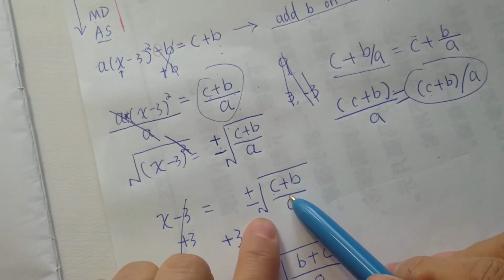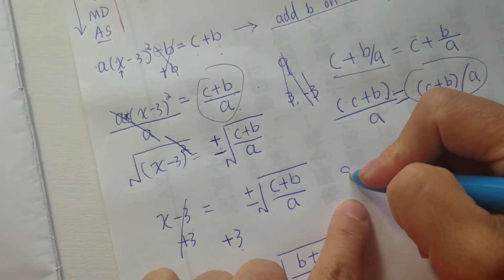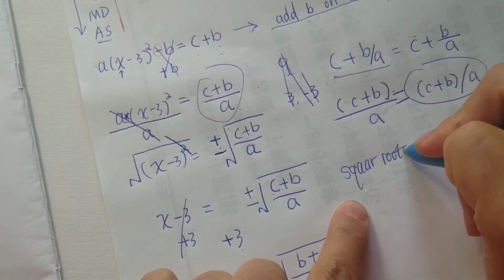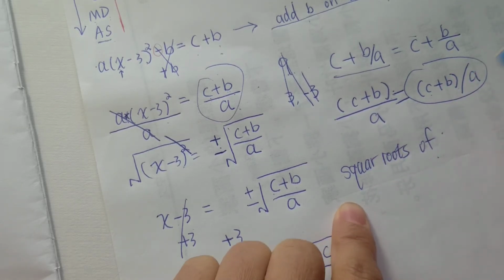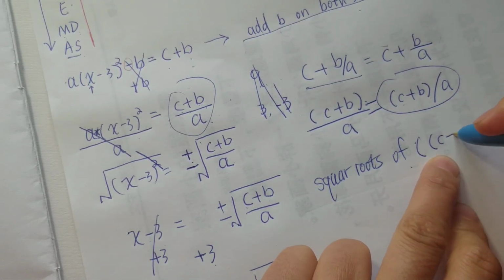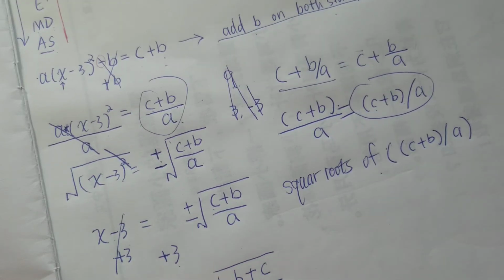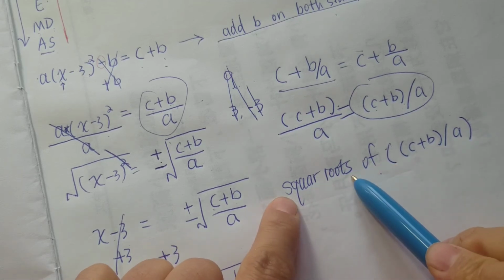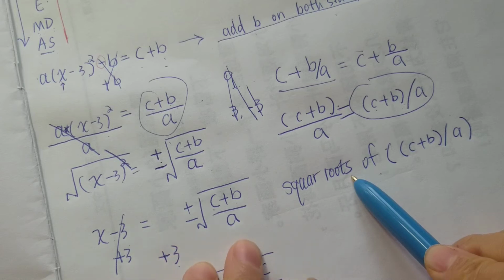And also for the square root here, you have to type square root of, then you need a parenthesis, (c plus b), parenthesis slash a, and close the parenthesis, which means everything in this parenthesis is under your square root. And make sure you do not lose any points.